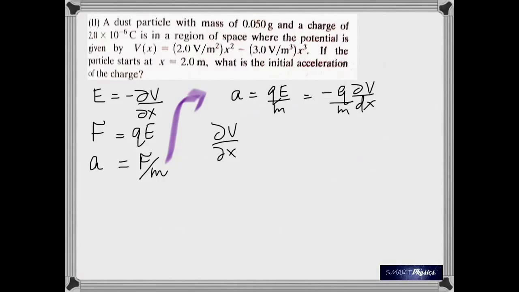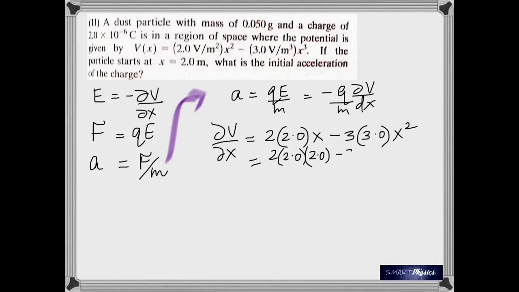Let's find dV by dx first. Take the differential. Because it's x squared, you get 2 times x. And then the second term has an x cubed, so it's 3 times x squared. Substitute x as 2 meters. Find dV by dx.